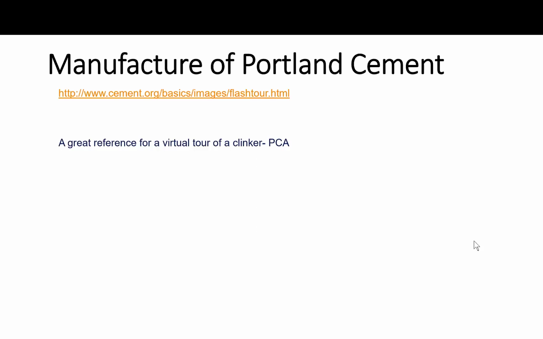There is a good source for really seeing how the manufacturing process works. There is a virtual tour available on the PCA, Portland Cement Association website, and here is the link. You could actually visit it, and it's pretty cool, and really gives you an exact idea and imagination of how the process works. Okay, this is it for the manufacture of Portland cement.